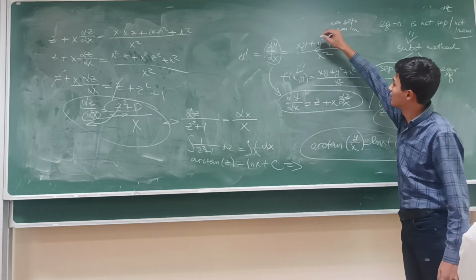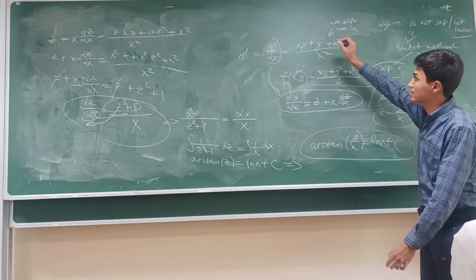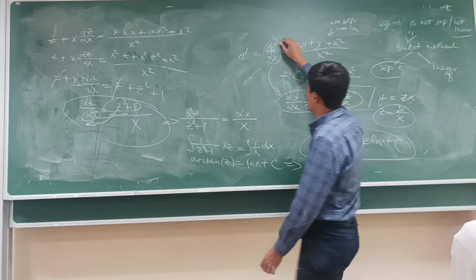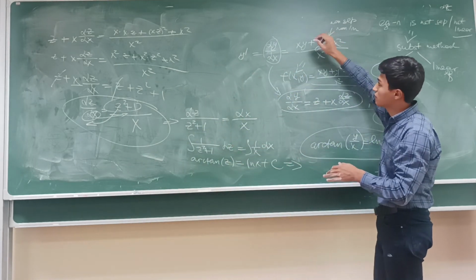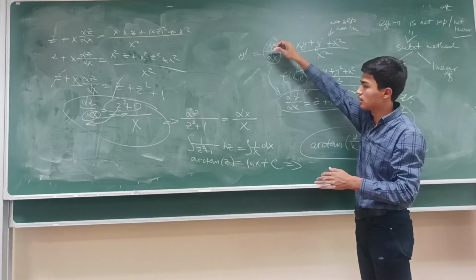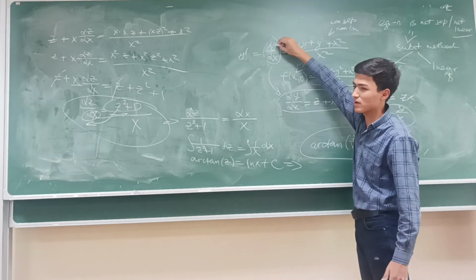Why do we have x squared too? It's just a constant with respect to x. It's independent. You only look at the power of the independent variable. Independent is x, dependent is y.